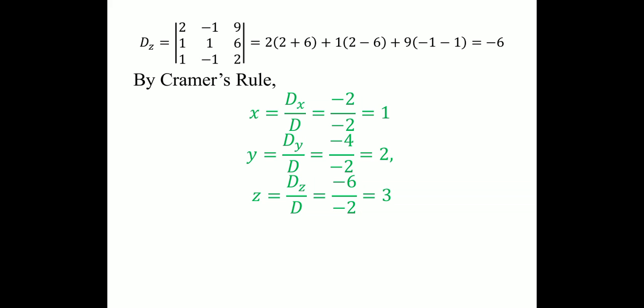We know Cramer's rule: x is equal to dx by d is equal to minus 2 by minus 2 is equal to 1. y is equal to dy by d is equal to minus 4 by minus 2 is equal to 2. z is equal to dz by d is equal to minus 6 by minus 2 is equal to 3. That is, the value of x is equal to 1, y is equal to 2, z is equal to 3.